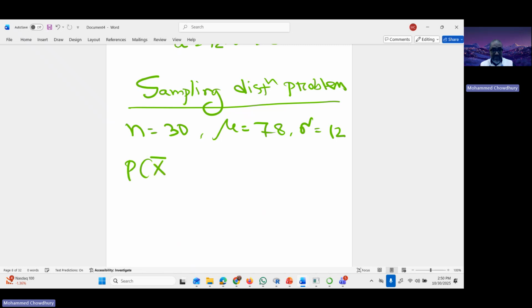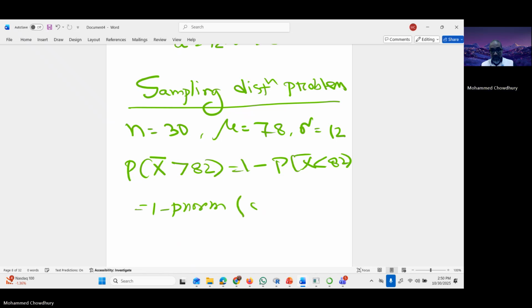Probability of, instead of x, now it is x bar, greater than 82, which could be written as 1 minus probability of x bar less than 82, which could be written as 1 minus pnorm of 82, mean equal to 78, and standard deviation equal to 12 over square root of 30. That is the only difference. Previously, when it was asked x greater than, I just put standard deviation 12. But now it is x bar, so the standard deviation is the standard deviation divided by square root of n.